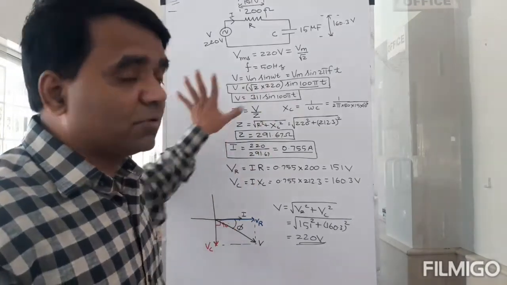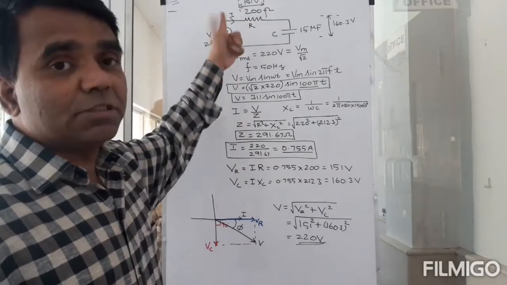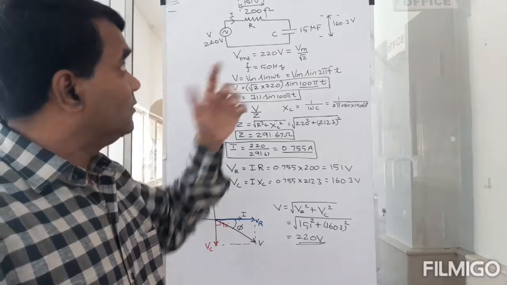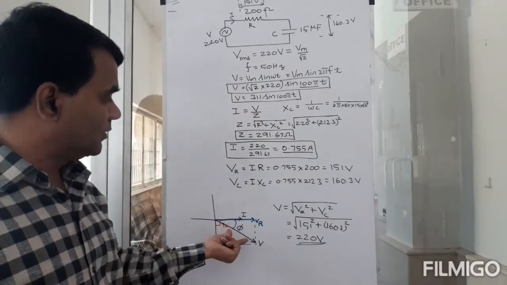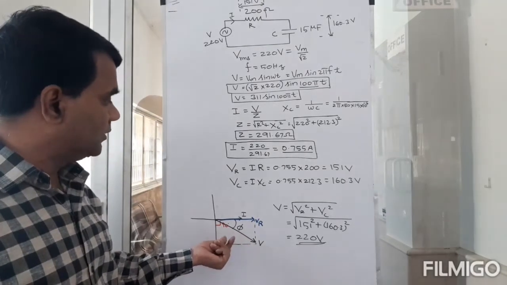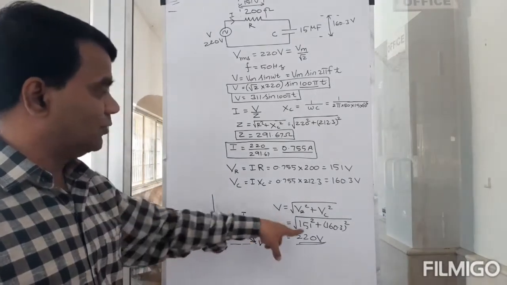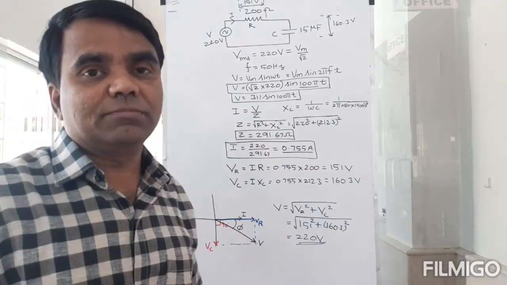This is a very important problem. When voltages are mentioned in RMS values, you cannot just algebraically add them. You have to draw this phasor diagram and add them in a phasor manner. You have to add them like vectors. Then this will be equal. So this is how it has to be done. So keep this in mind. Don't forget.